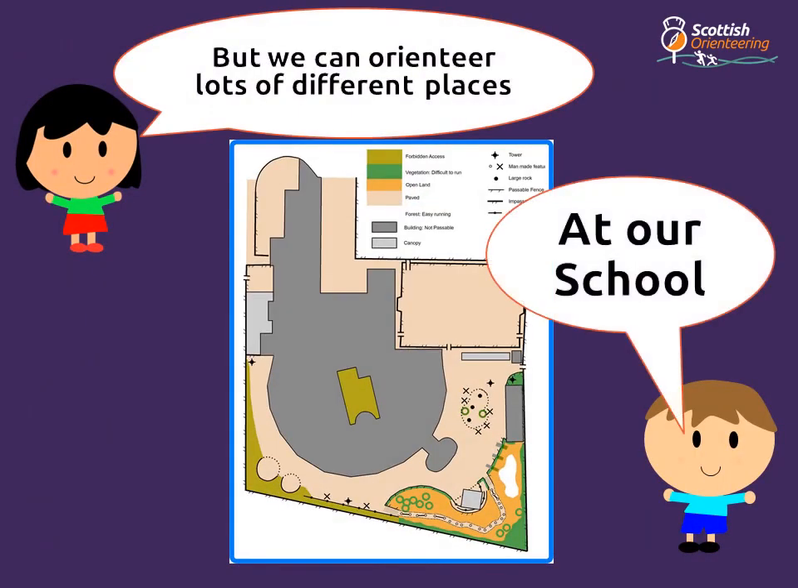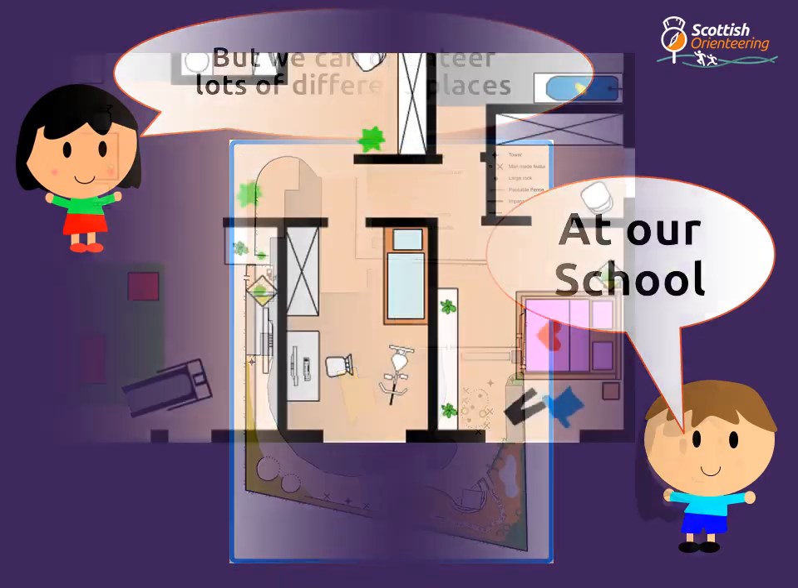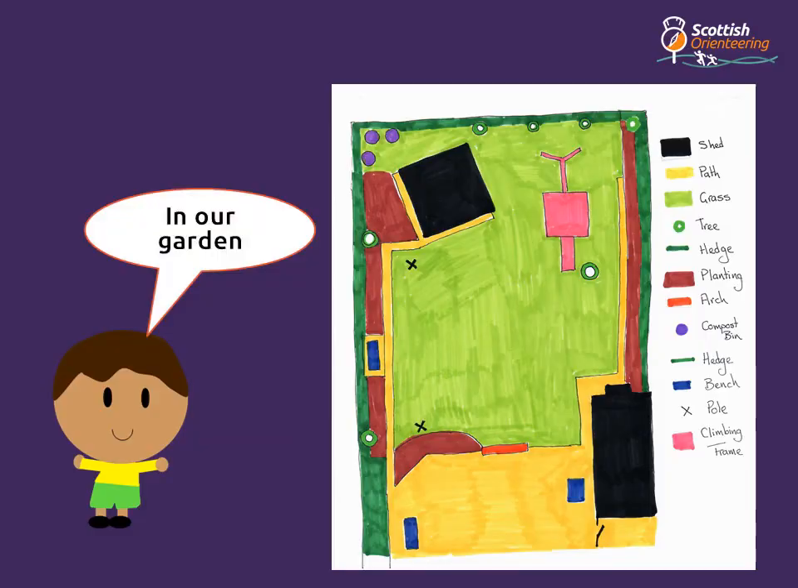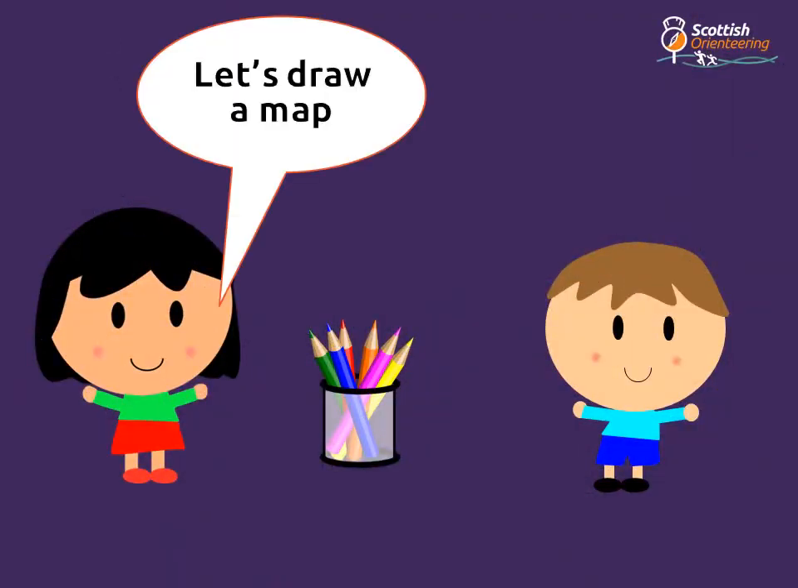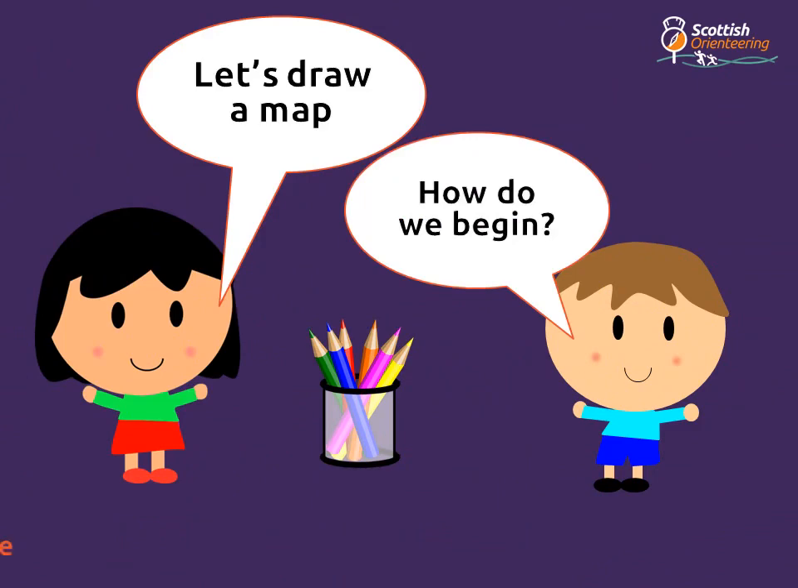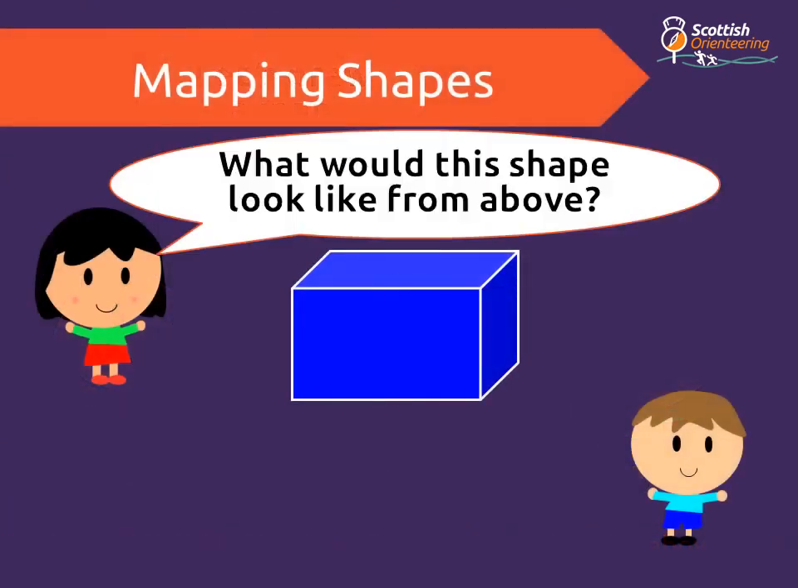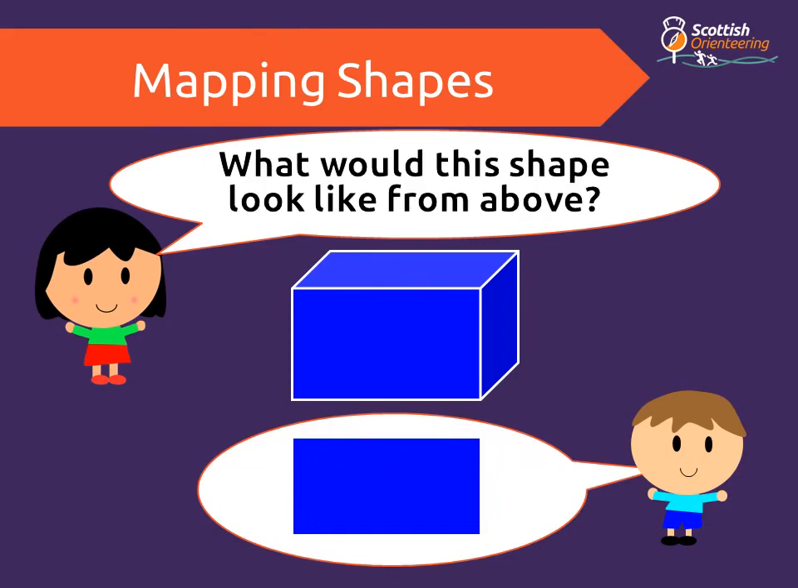We can orienteer at our school with a map of our school, at our home with a map of our house, in our garden with a map of our garden. So let's look at drawing our own maps. To do this, we need to think about what different shapes look like from above. For example, what would this box look like if we were to look at it from above? That's right, it would look like a rectangle.